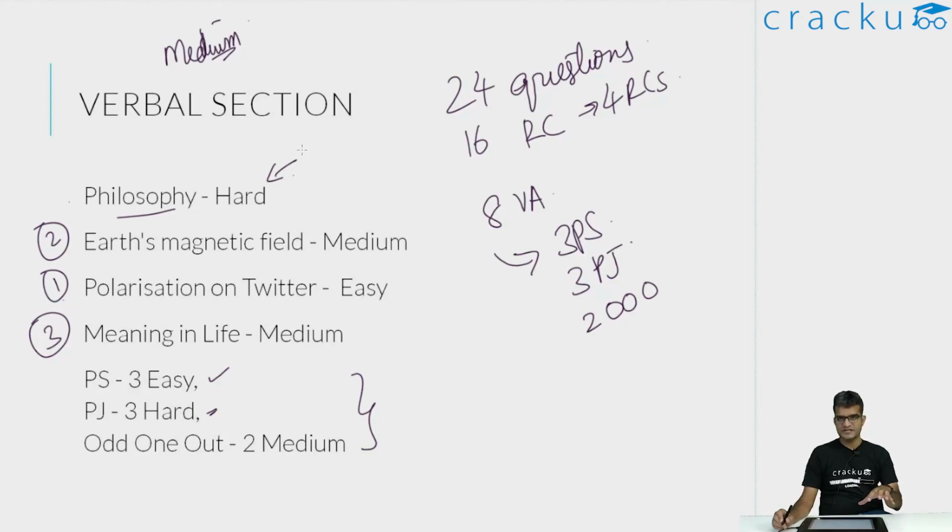If you are going through each of the RCs, the first RC was polarization on Twitter, the one that I attempted first, and I found this passage to be fairly easy to read. I was able to understand exactly what was happening, and I found the questions also to be fairly on the easy side. I think I got 3 out of 4 questions correct in this.